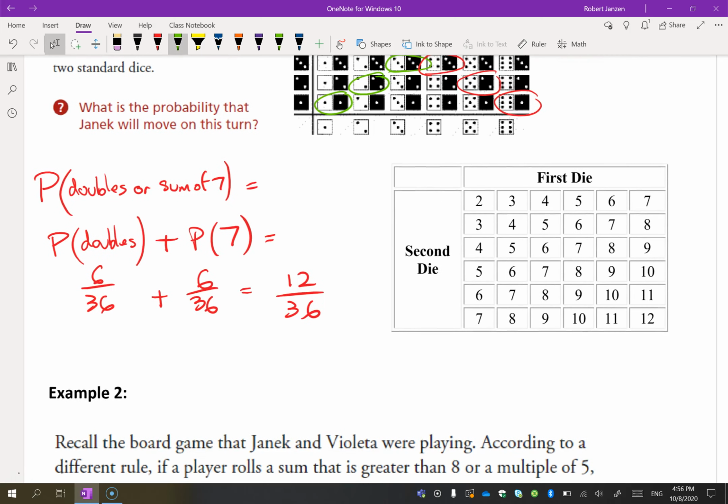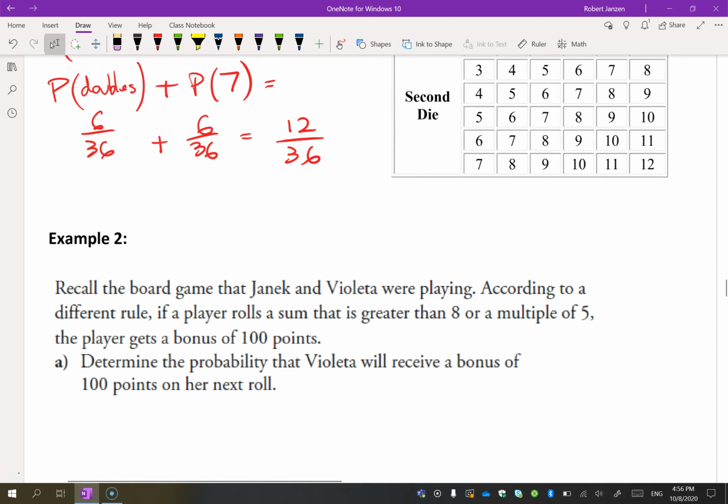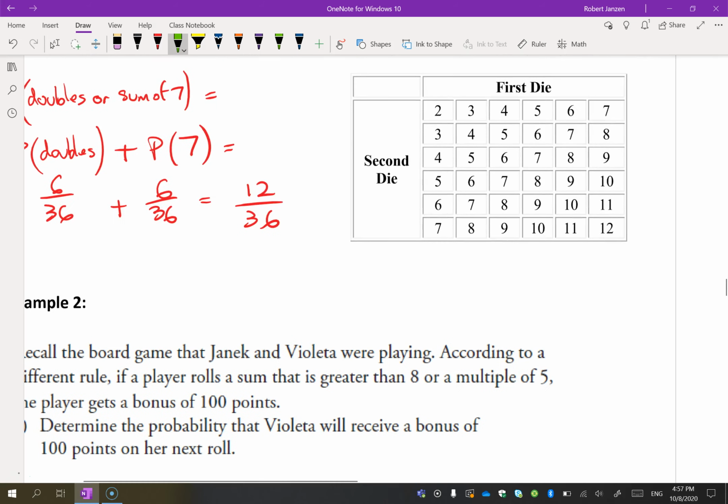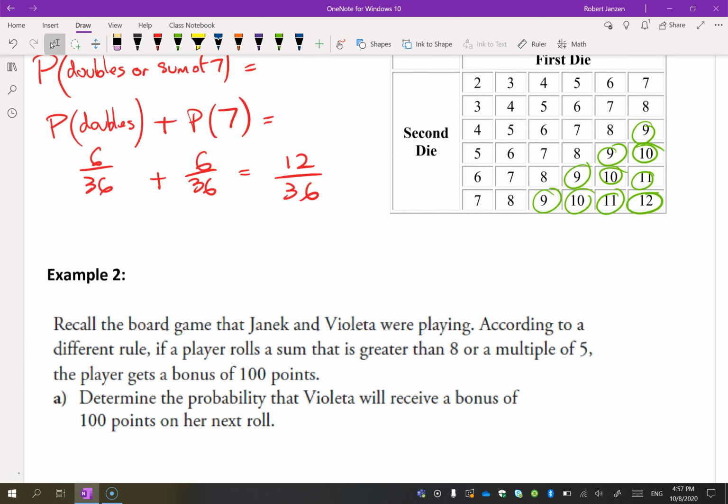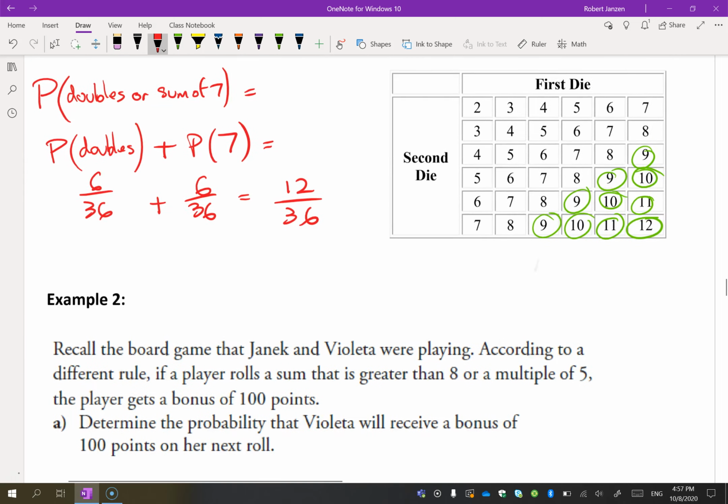Okay, let's try the next one now. Recall a board game that Janik and Violetta are playing. According to a different rule, if a player rolls a sum that is greater than 8, okay, so let's highlight greater than 8, or a multiple of 5, the player gets a bonus. What are the multiples of 5?